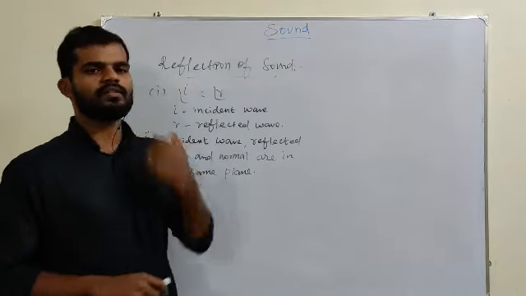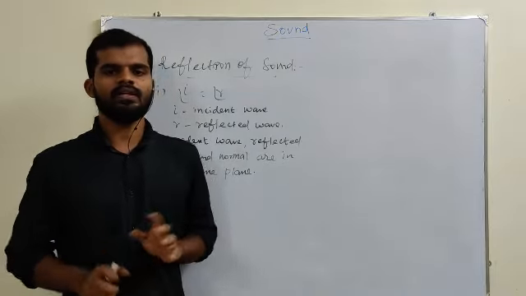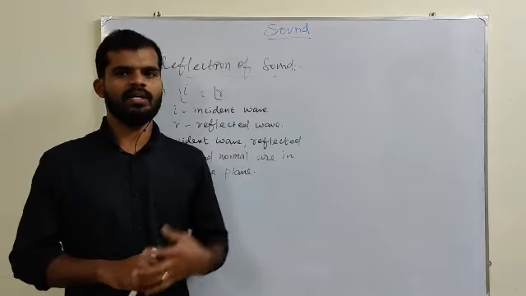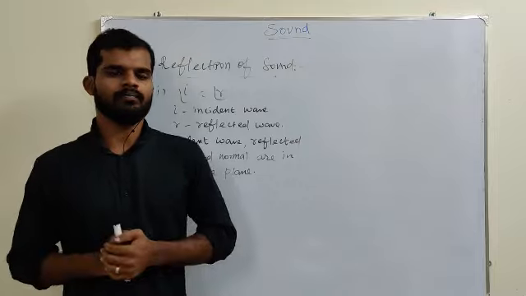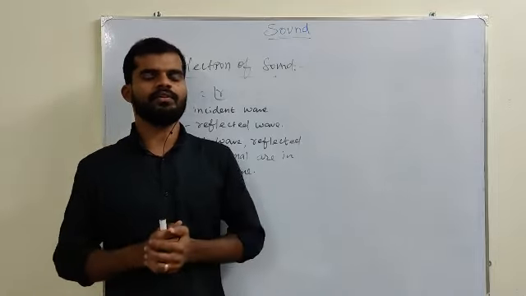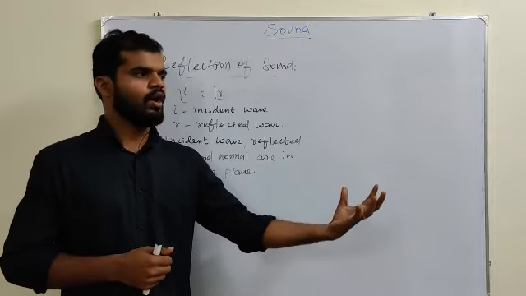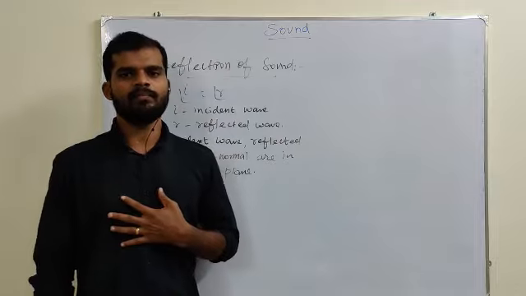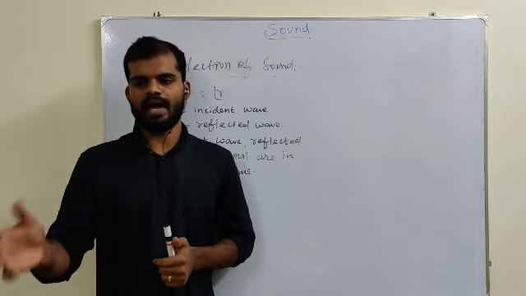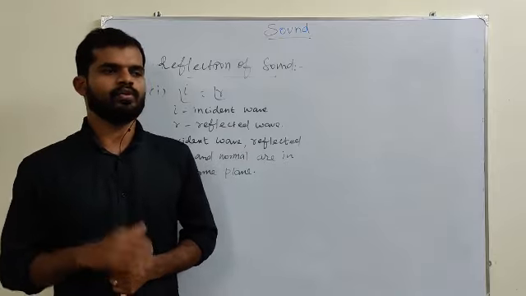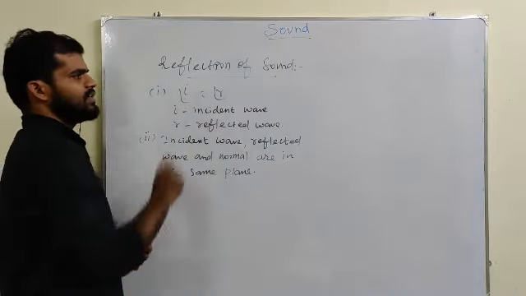Some objects will reflect, some objects will absorb. So when we pass sound in a particular room, all the sound will not be reflected. Some sound will be reflected, some sound will be absorbed. Based on the object that we use, that object will absorb. For example, the wall will reflect easily and the curtains, bags and some other objects will absorb the sound. So here we are going to discuss reflection of sound.